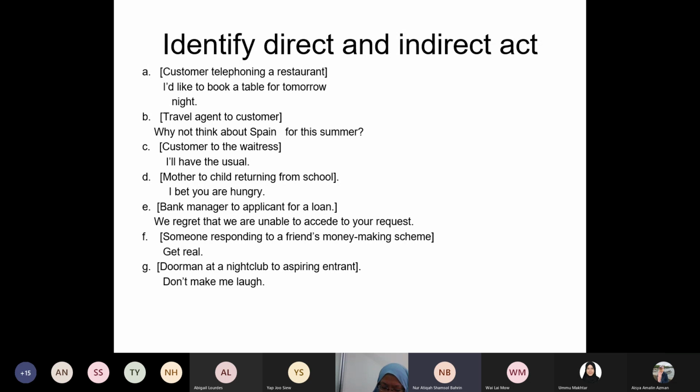Okay. So, I'll have the usual. The direct act is the statement and the indirect act is the request. What does it mean, I'll have the usual? It means he wants to order the same thing as always. It means he is a regular customer there. He always comes and the waitress already knows what he always orders. So I'll have the usual means the same as what I always order before this.